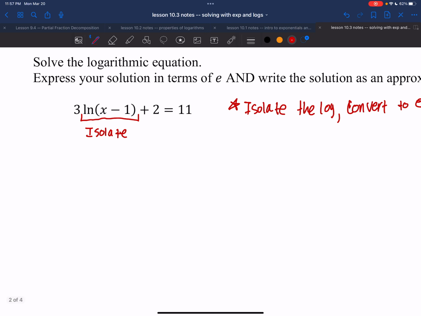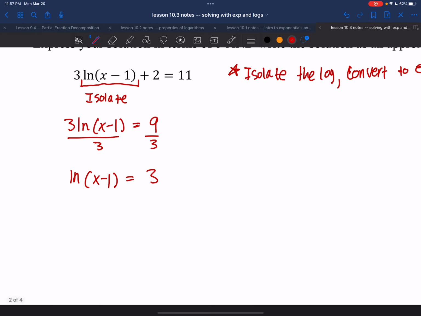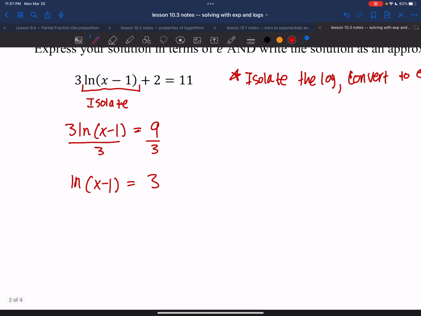So I can do that by subtracting 2 first. I can just say 3 natural log of x minus 1 equals 11 minus 2 is 9. Then I can divide both sides by 3 because it's 3 times natural log. And I get natural log of x minus 1 equals 9 divided by 3, which is just 3.